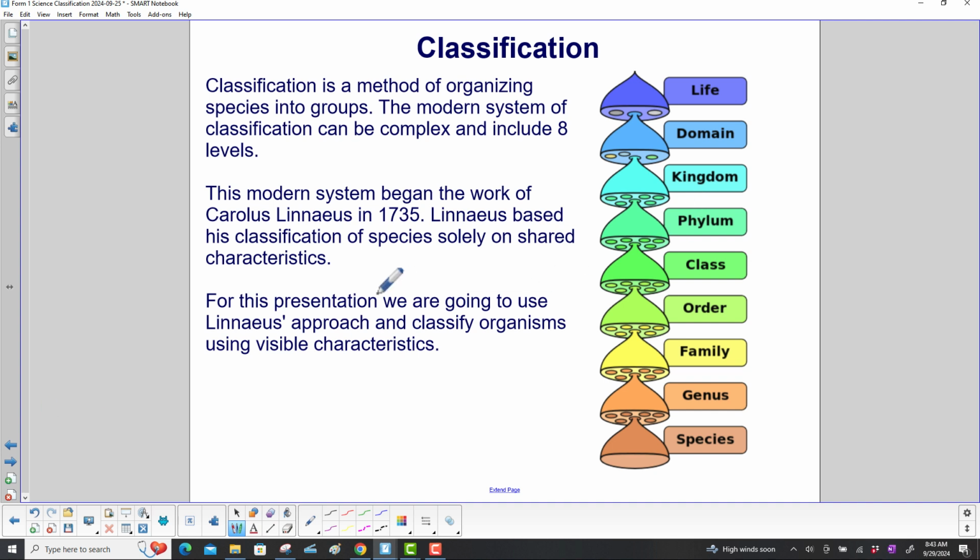So what do we have here? At the very top, we have all of life. The next category would be domain, then kingdom, each one getting smaller and more specific: phylum, class, order, family, genus, and species, and then under here would be your organisms that belong to that species.